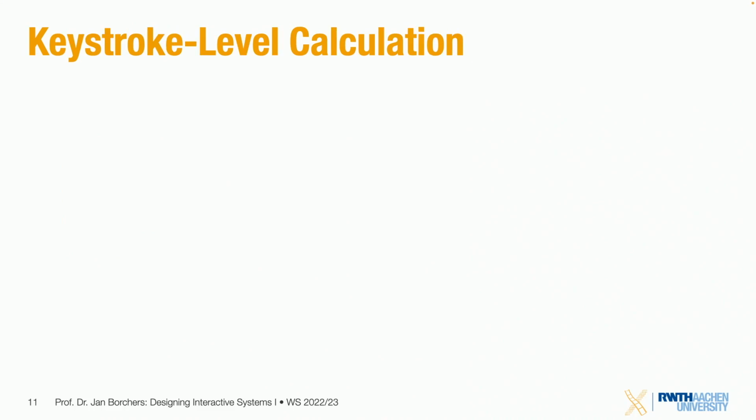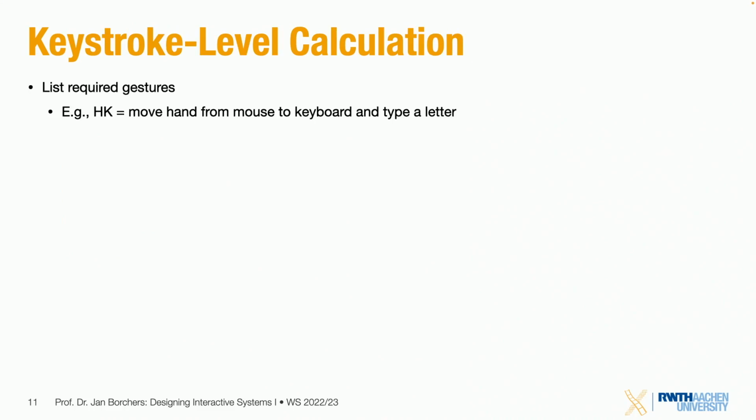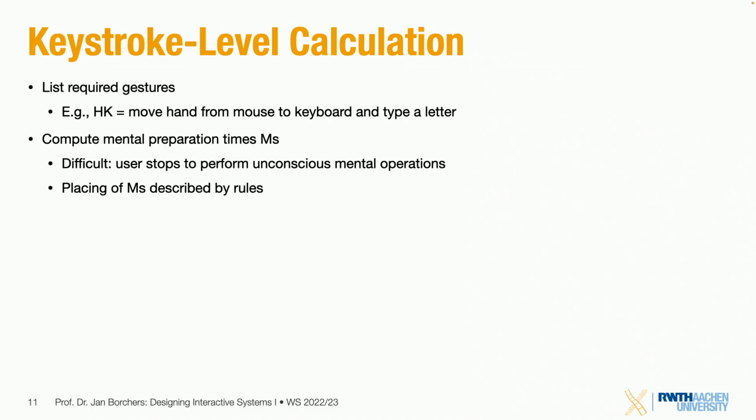So the way this works is you first list the gestures that are needed. So for example, assuming my hand is on the mouse and I need to type a letter, then it's going to be one homing movement to move to the keyboard and one keying operation to type a letter. That's obvious, right? HK. These are the physical gestures needed. Then you compute the mental preparation times, which is tricky, right?